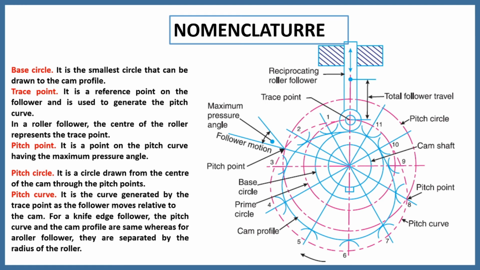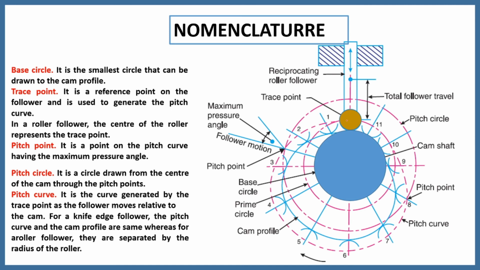Now we are going to study the nomenclature. Just try to understand which are the different circles. First, you will find this is the shaft, which is the cam shaft. The second circle is called the base circle. It is the smallest circle that can be drawn on the cam profile. If you consider the total cam profile, the smallest circle drawn through the cam profile is called the base circle.